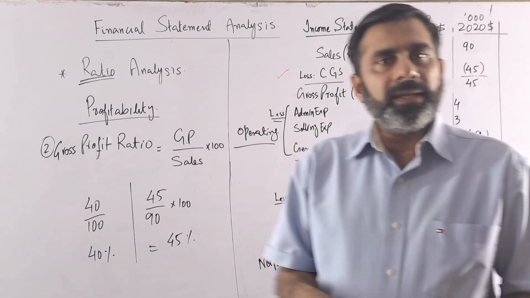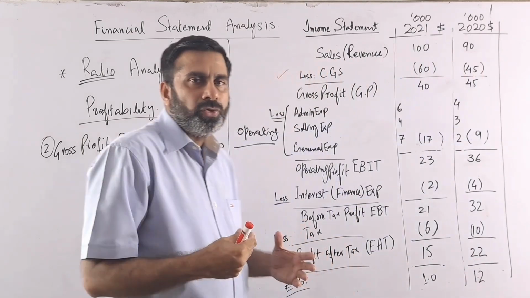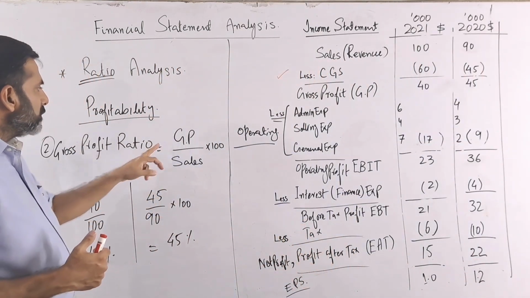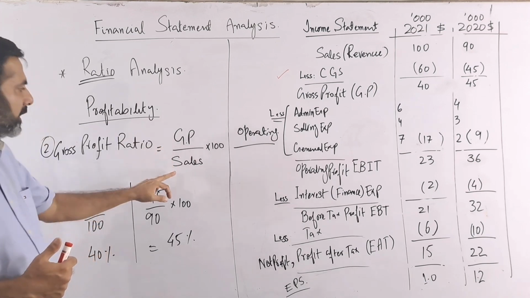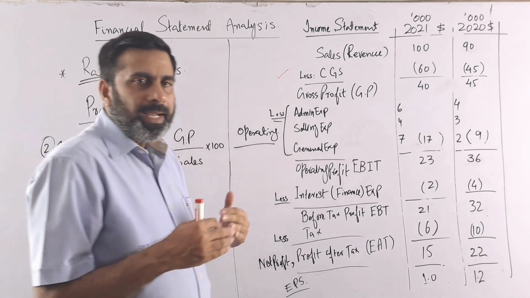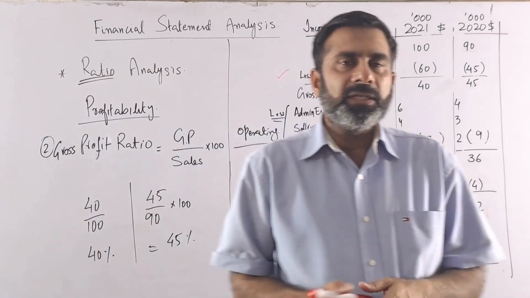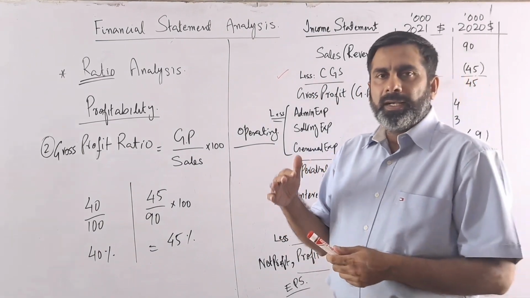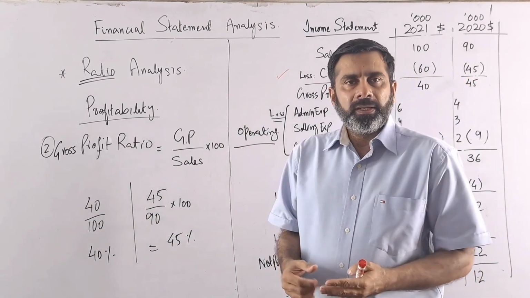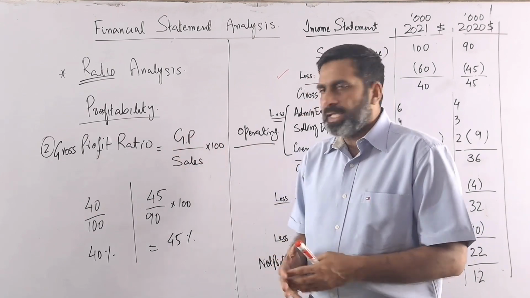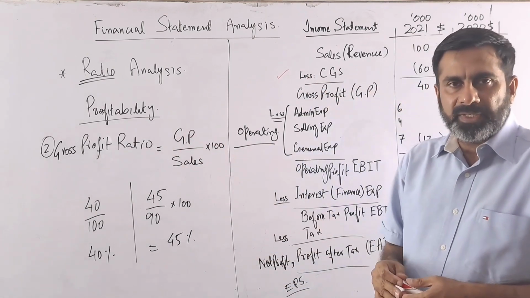Now if you look at the analysis, the ratio is a very simple one: gross profit divided by the sales. If you remember, in the previous lectures we discussed the net profit divided by the sales. Here we have gross profit divided by the sales.